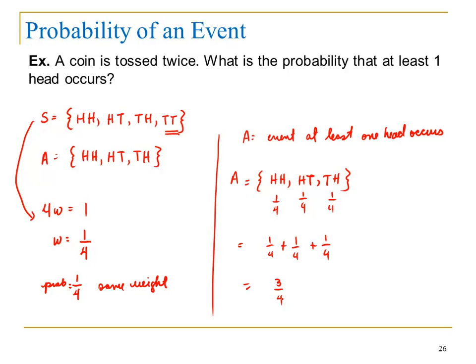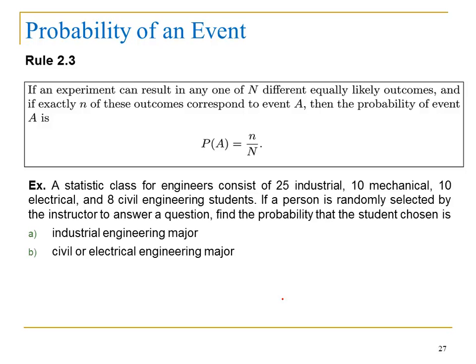Any questions? Okay. Okay, so basically this is a summary of what we just discussed. If an experiment can result in any of n different equally likely outcomes, and if exactly m of these outcomes correspond to an event A, then the probability of the event is just the number of outcomes that satisfy that event divided by the total number of outcomes.